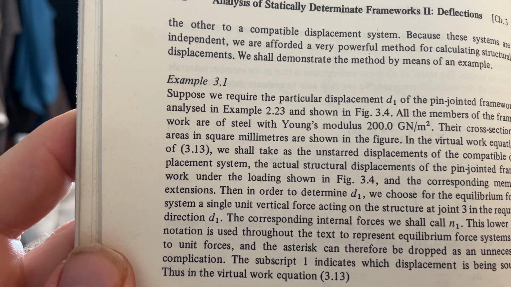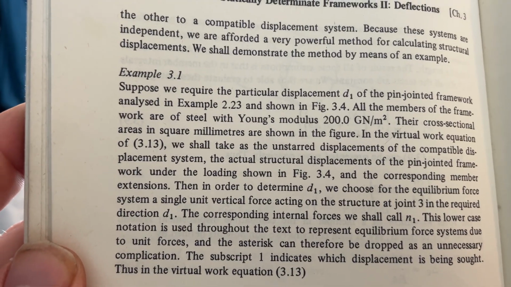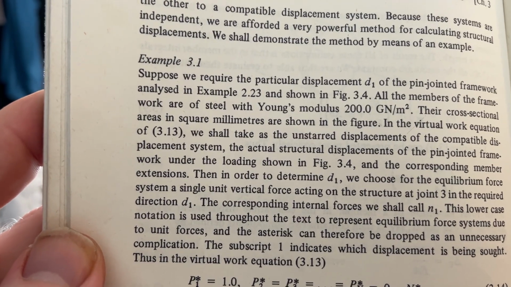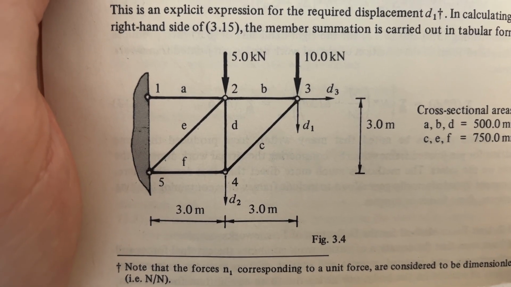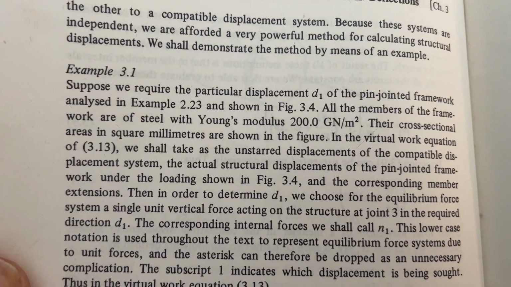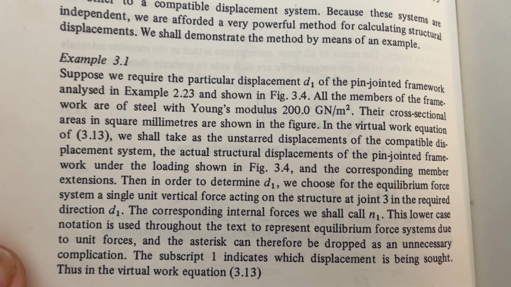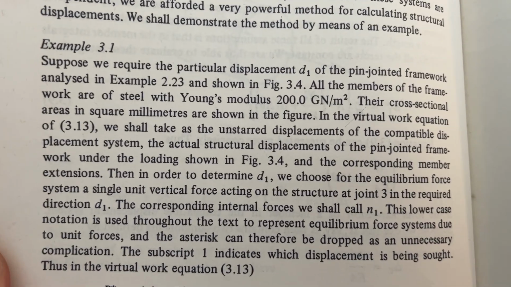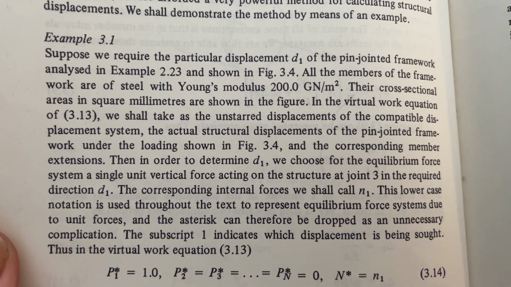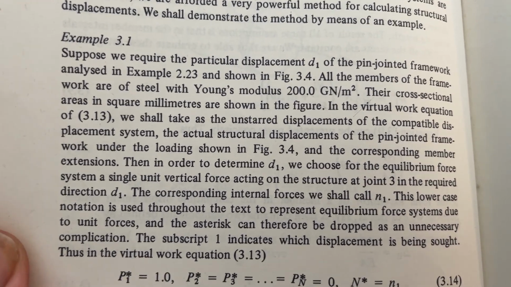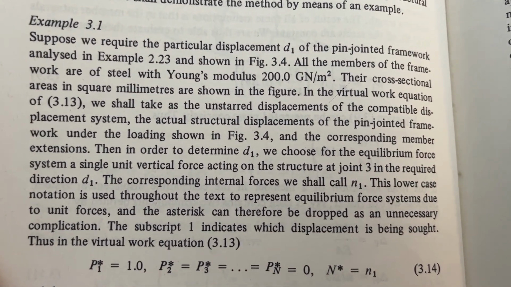Example 3.1. Suppose we require the particular displacements D1 of the pin jointed framework analysed in example 2.23, see the previous video, and also shown in figure 3.4, so that's the same one again. All the members of the framework are of steel with Young's modulus 200 giganewton per metre squared. I don't know why he's putting Young's modulus. Why can't he just say 200? Why can't he just put it in newtons and millimetres? The cross-sectional area in square millimetres are shown in the figure.